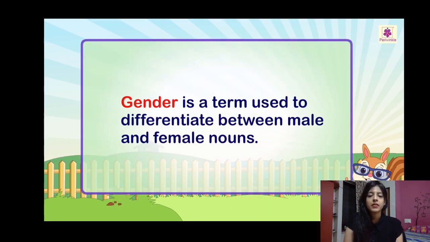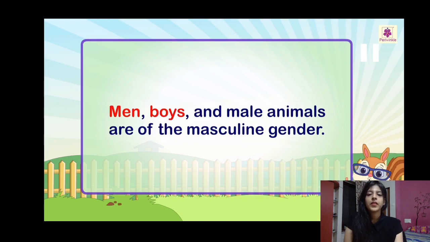A gender is a term used to differentiate between male and female nouns. As we have studied, nouns are used for the general name of people. So there are nouns which are used for feminine gender and masculine gender. Men, boys and male animals are of the masculine gender. So all men, like men and boys and male animals, are called masculine gender.